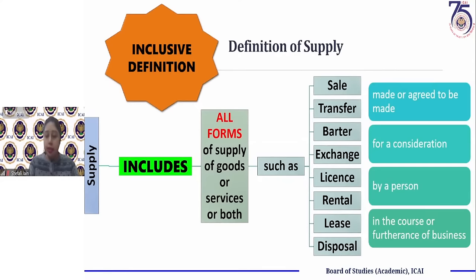So we'll take this definition further, break it into parts, and discuss each section of this first clause, that is Section 7, subsection 1, clause A, which says supply includes all forms of supply of goods or services or both, such as, and now this gives an illustration of what types of supplies are actually included: sale, transfer, barter, exchange, license, rental, lease, and disposal, made or agreed to be made for a consideration. So you see, we have to stress on the word consideration, by a person, then in course or furtherance of business. We'll see the significance of each of these terms in further slides.